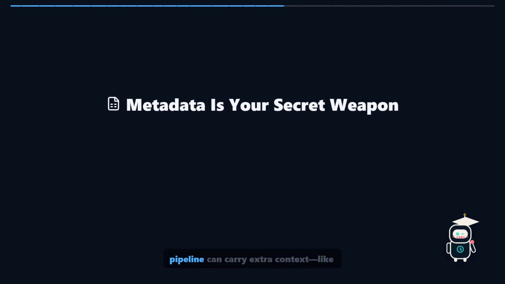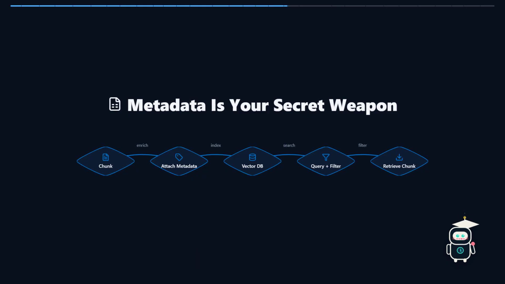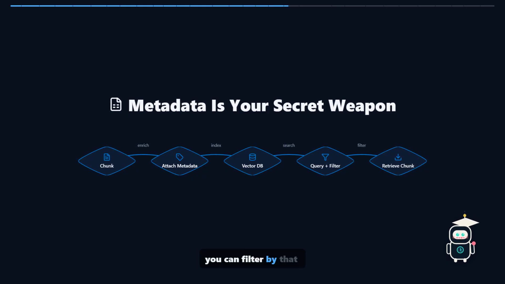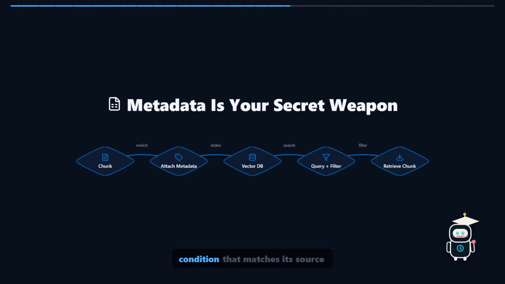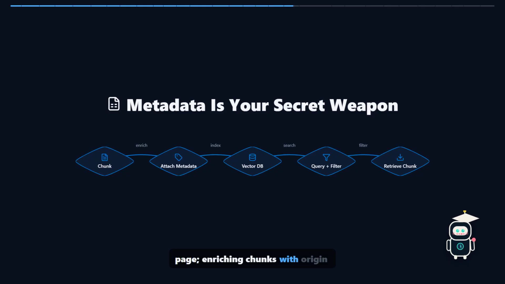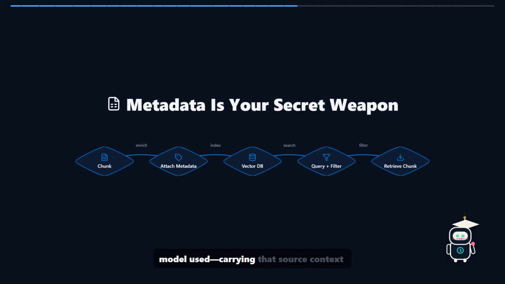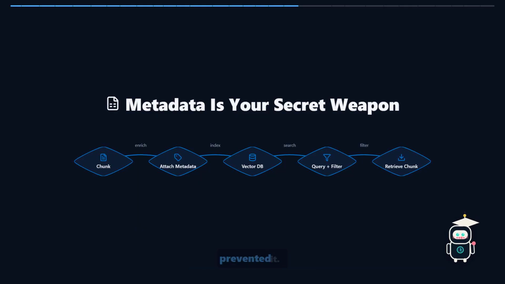Every chunk in a RAG pipeline can carry extra context, like where it came from in the original document, when you prepare it ahead of time. When you later retrieve a chunk, you can filter by that context. Need only chunks from a particular section? Add a condition that matches its source info. In healthcare, you might need to cite the exact page. Enriching chunks with origin data makes that possible. Imagine a legal team losing a multi-million-dollar contract because they couldn't prove which policy version the model used. Carrying that source context on every chunk would have prevented it.